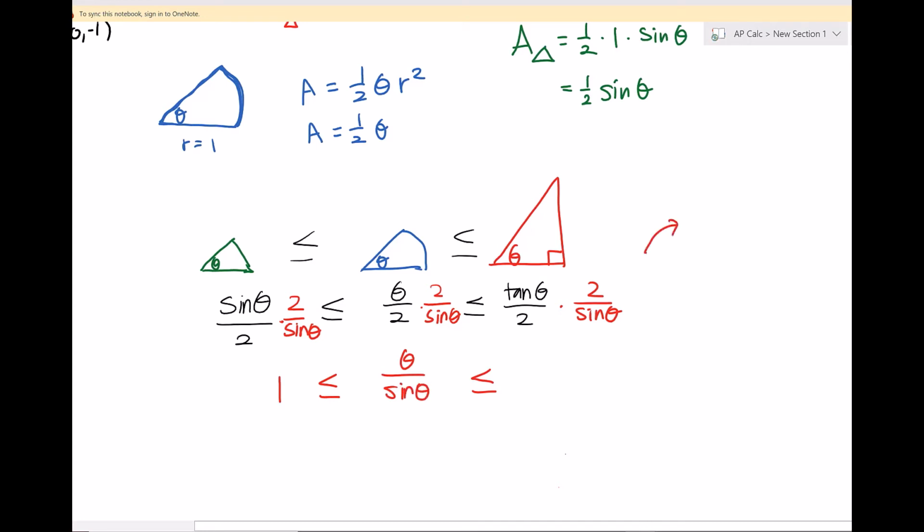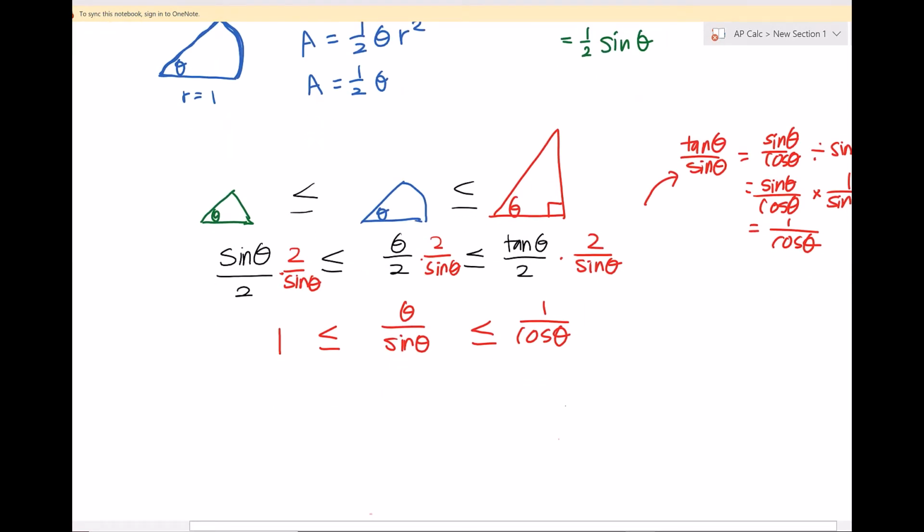And let me do a little bit of side work here. Notice initially we're going to get tangent theta over sine theta. Well, tangent theta is really sine theta over cosine theta, and that's being divided by sine theta. Losing the division sign, we need to add the multiplication. However, we take the reciprocal, so we really get 1 over cosine theta. All right, so things are looking good.